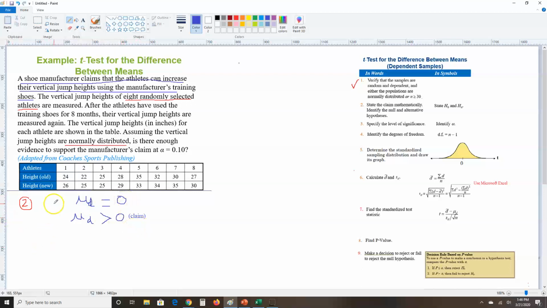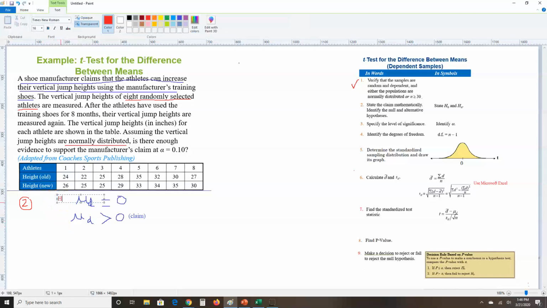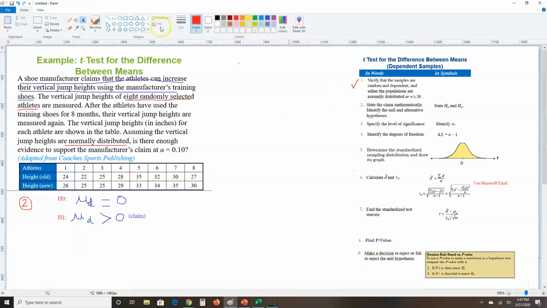After I have the claim and the counterclaim, the next thing I need to do is label them as H0 and H1. The claim that has the equal is H0. The claim that doesn't have the equal is H1. Okay. Look, we did step number 2. Now we go to step 3. What is step 3? We need to find alpha, the level of significance. And it's all the way at the end. You can see it right there. Alpha is 0.10. There we go. We did that.